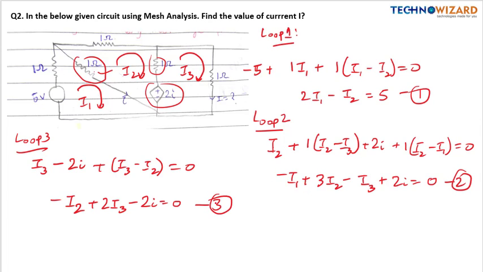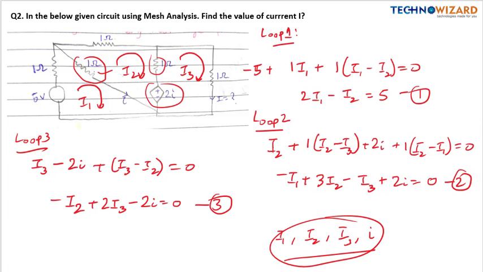Now if you see these 3 equations, we have to find 4 variables: I1, I2, I3 and the dependent source current I. Now we have to find 4 variables, but we have only 3 equations, so we will not be able to solve this. So we want one more equation.